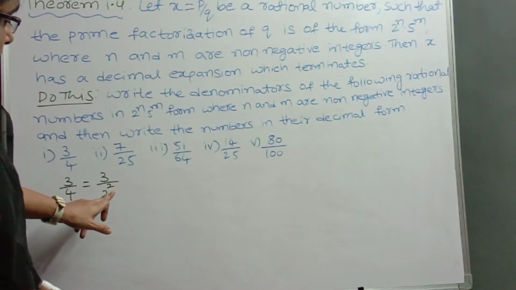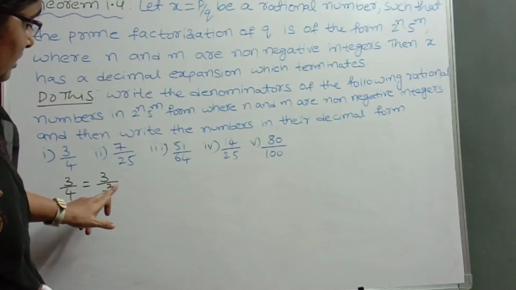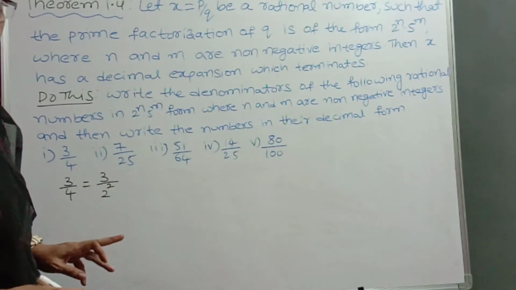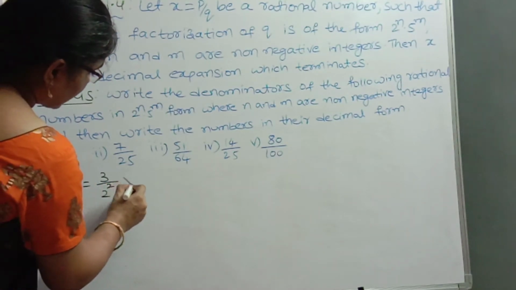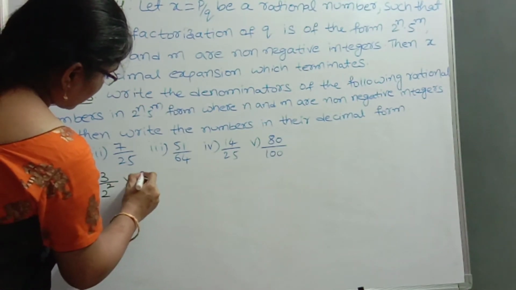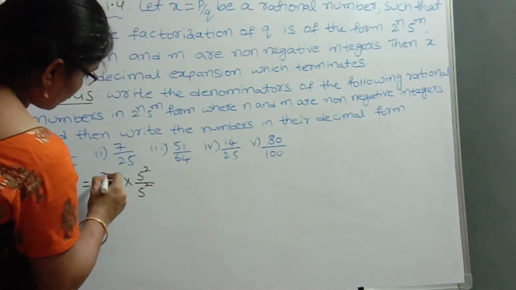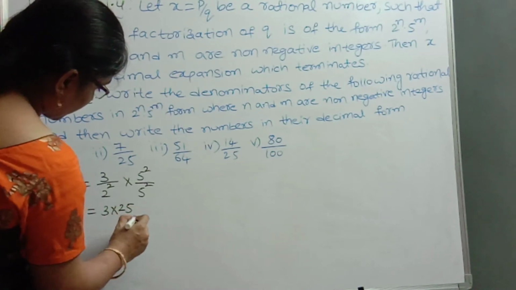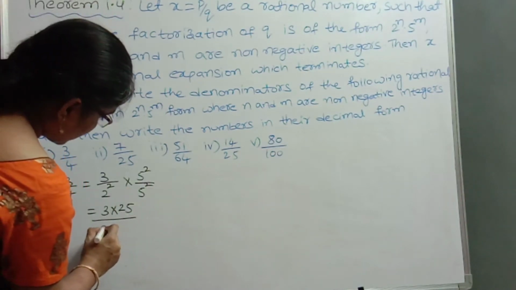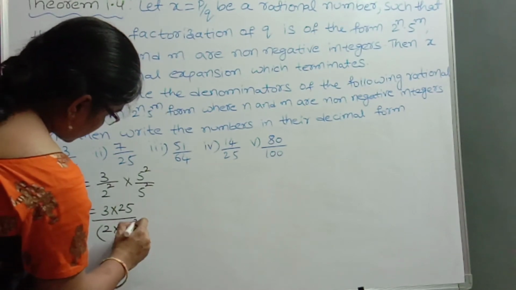To convert the denominator part into powers of 10, here we have 2 square. If you multiply this 2 square with 5 square, what will happen here? 2 square into 5 square equals 10 square. That's why here I am multiplying and dividing with 5 square. Now it is equal to what? 3 into 5 square, 5 5s are 25. Now the denominator is 2 square into 5 square, that is (2 into 5) whole square.